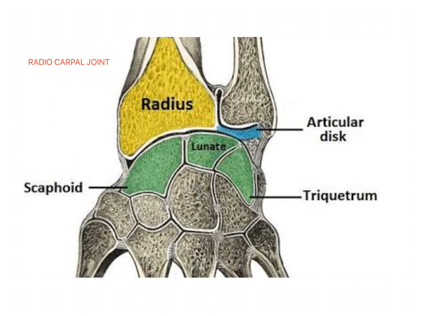The radiocarpal joint is formed by the radius and the radio-ulnar disc, which is a part of the triangular fibrocartilage complex proximally, and by the scaphoid, lunate and triquetrum distally. So these are all the structures which form the radiocarpal joint.